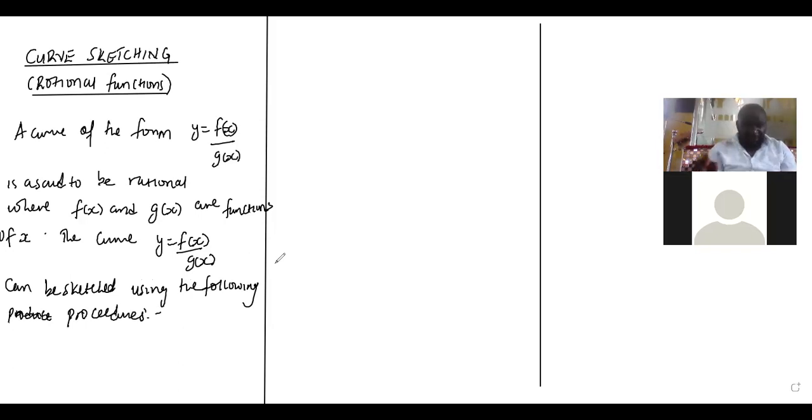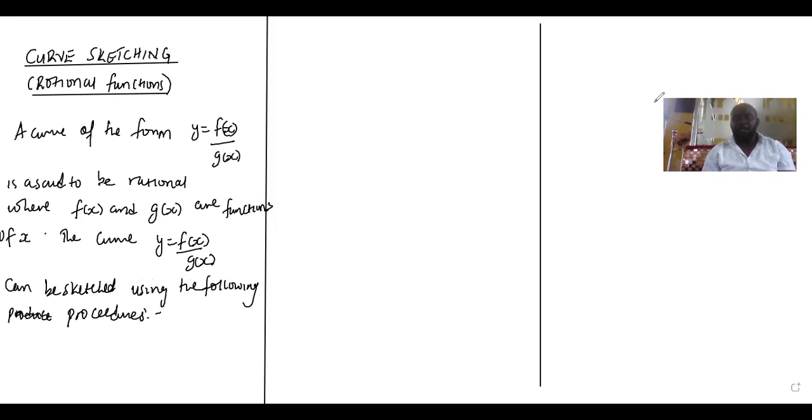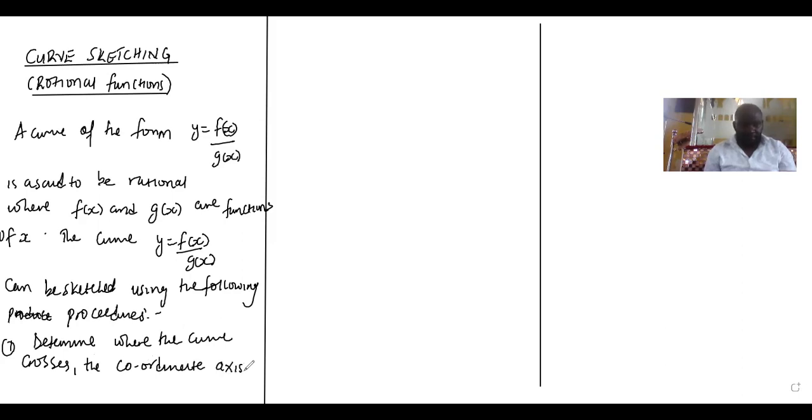Among the procedures we are supposed to use is what we discussed last week, the region where we were finding solutions to inequalities. But today we have to talk about some other items. For example, one, we should determine where the curve crosses the coordinate axis, i.e. x and y intercepts.